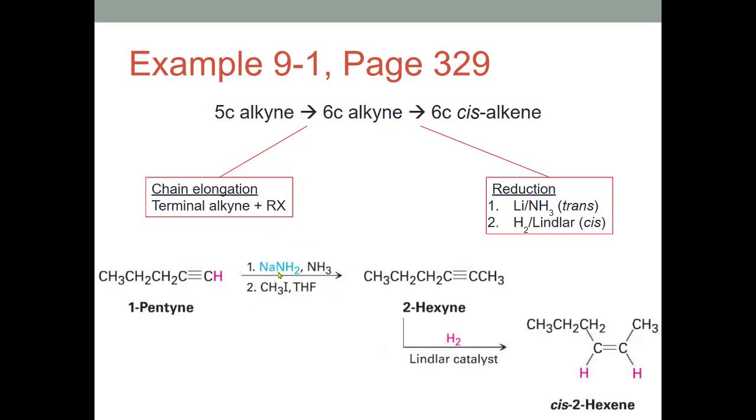Step 1, I need to treat it with sodium amide to remove that proton and create my pentyne anion. Then I'm going to react it with a methyl halide. It doesn't have to be CH3I, it could be CH3Br or whatever. But that will extend my carbon chain by 1 to give me a 2-hexyne. Now I've added on this end carbon. And then I need to partially reduce it. I'm going to use Lindlar's catalyst because I want that cis product at the end.